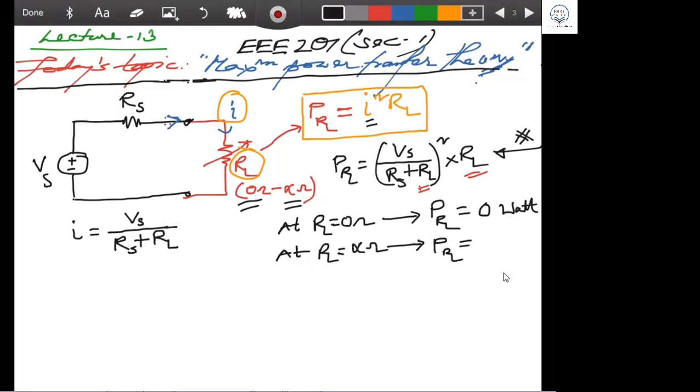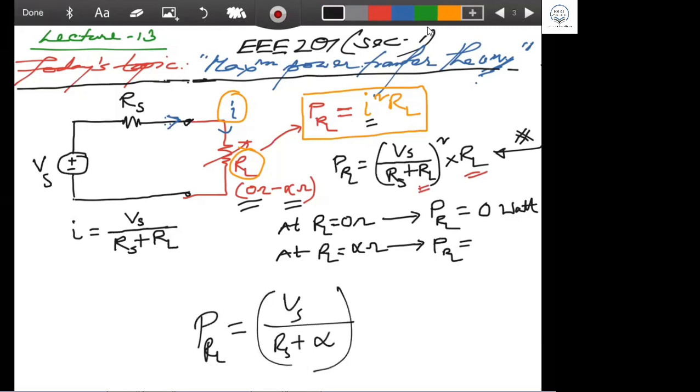All brain short circuited now. Sir, infinity. Okay, in that case, you are saying infinity. That means you are saying here PRL equal to VS by RS plus infinity whole square into infinity, right? That one you're saying infinity. But you have done the calculus and you know that this is not infinity here. It is rather infinity by infinity, right? Which is undefined. Got my point?